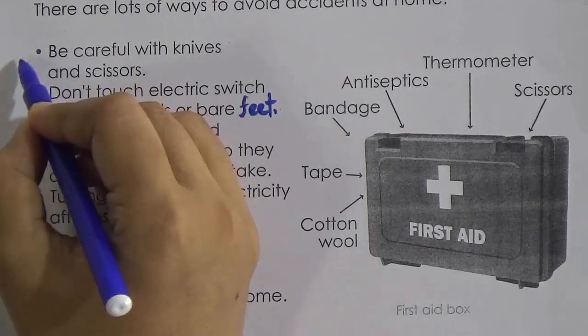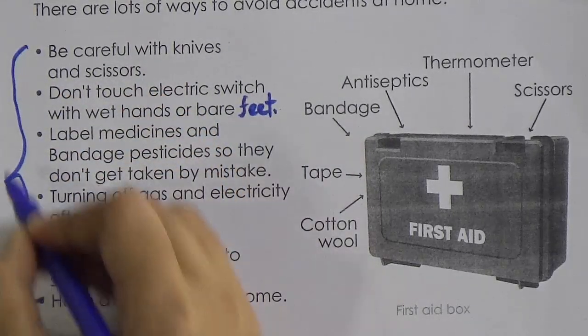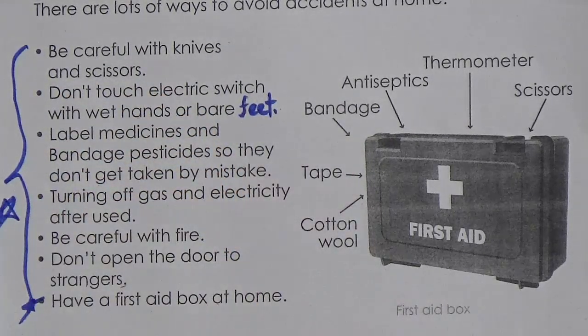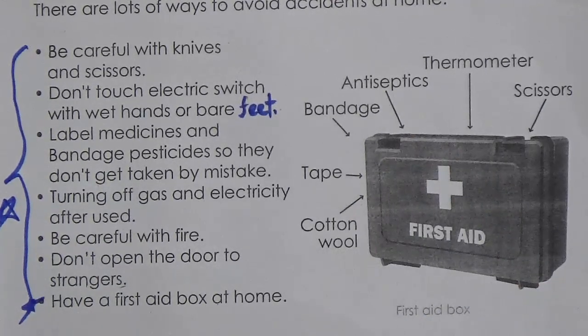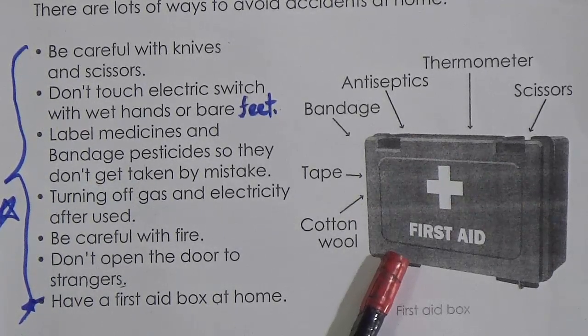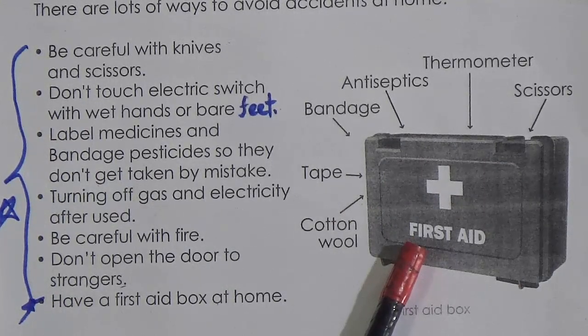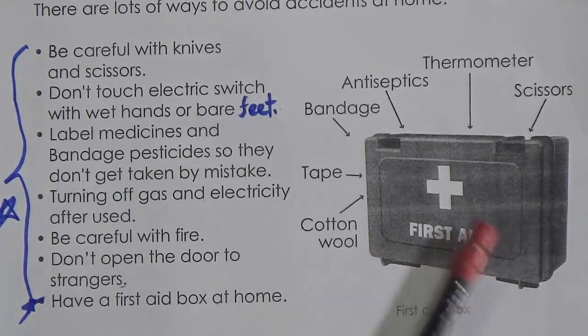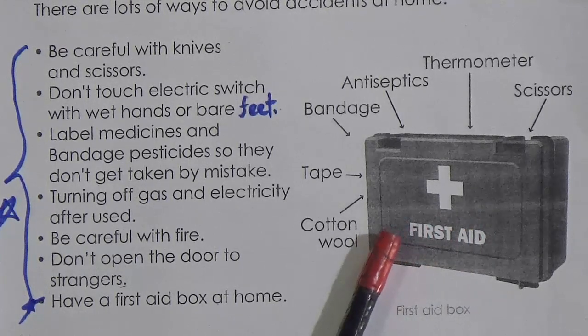So these points are very important. Question can come, short question or broad question, or fill in the blanks also. How can you avoid accidents at home? And now look, there is a box, first aid box. So a box or a first aid kit. And you can ask, so what is a first aid box?